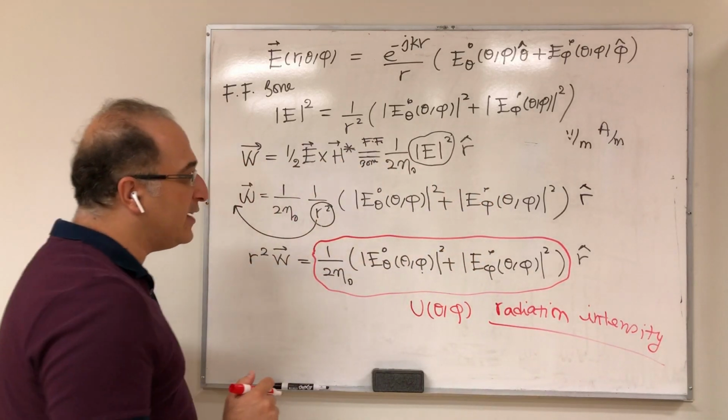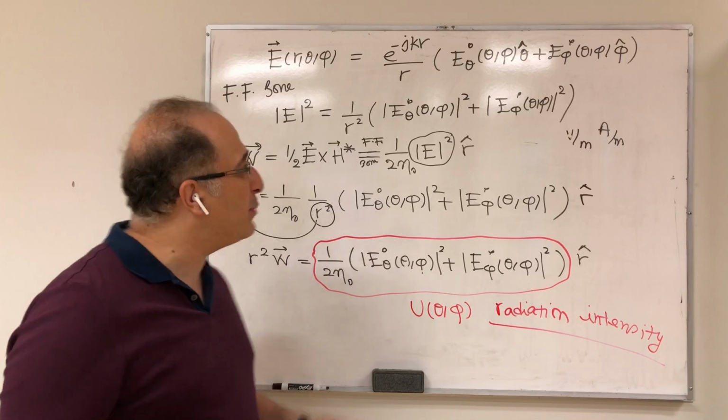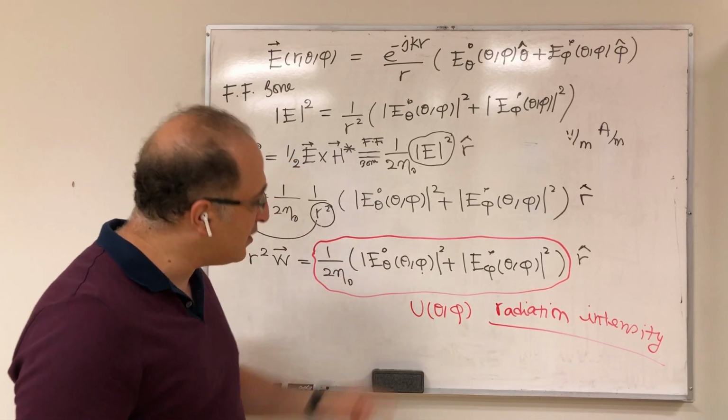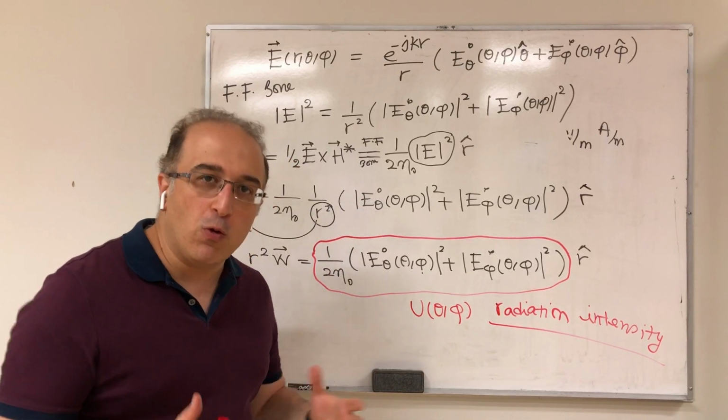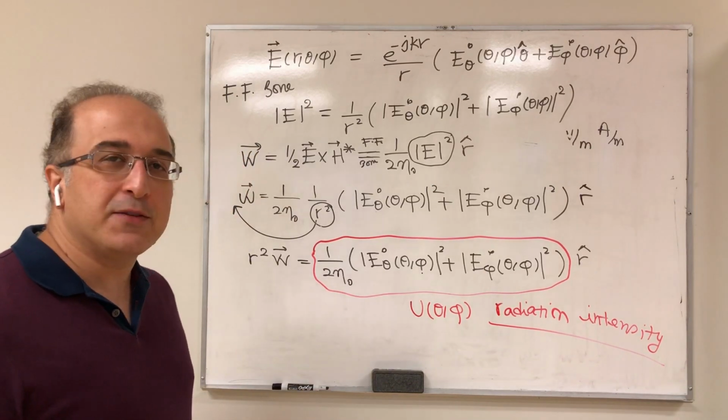Radiation intensity. I want to emphasize here that, again, this is in the far field, because the whole derivation is based on the far field. So this is a far field quantity. It's relevant in the far field. Now, what is the dimension of this?